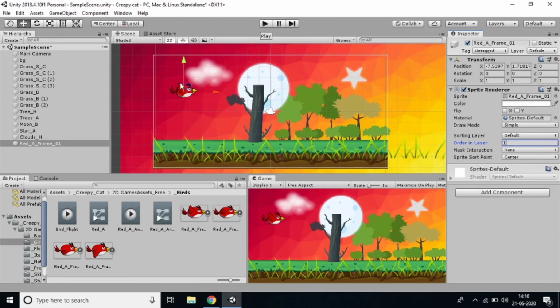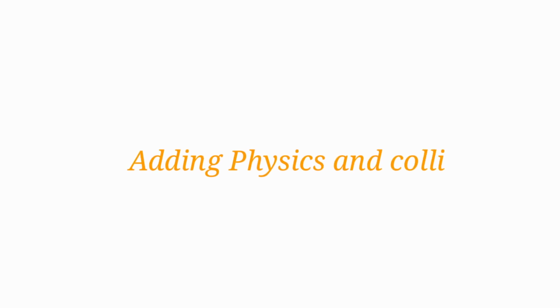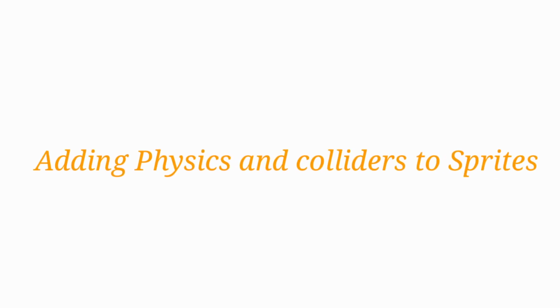This is the way of adding assets to our scene. So we added all the assets to our scene. I'll come with another video on how to add physics and colliders to our sprites. I hope this video is helpful to you.